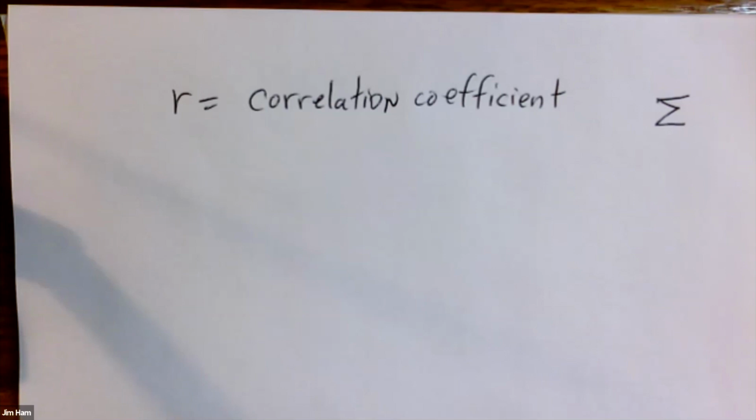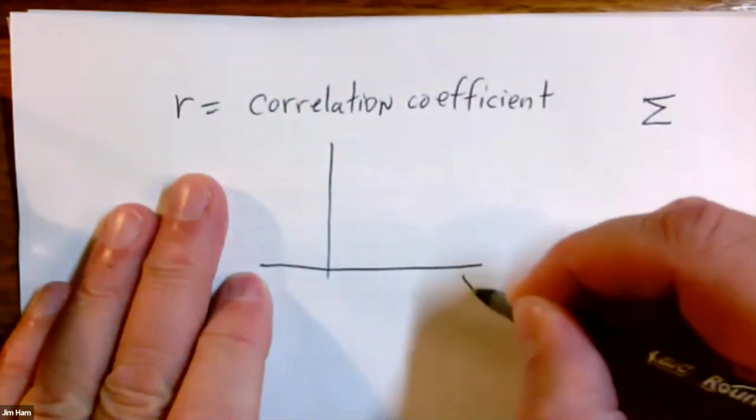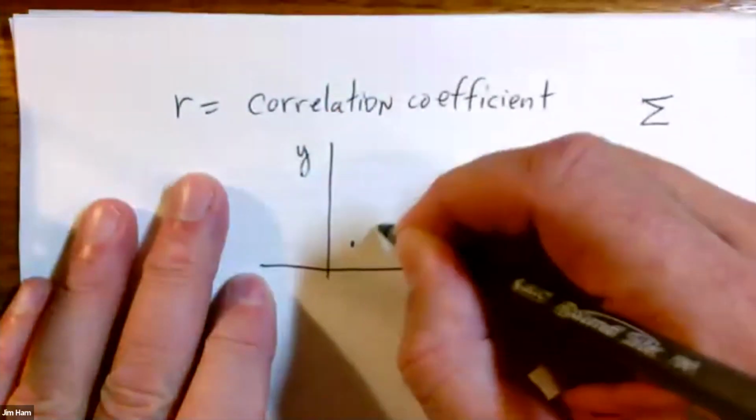We're going to allow the calculator to calculate this number for us. And here's what you need to know about this number. It's a number just like the slope is a number. And if we knew what the slope was, we could maybe say something about the relationship. Same thing here. If we knew what the correlation coefficient was, we could talk about the strength of the relationship between the two variables, x and y. So we're going to have a scatter plot.